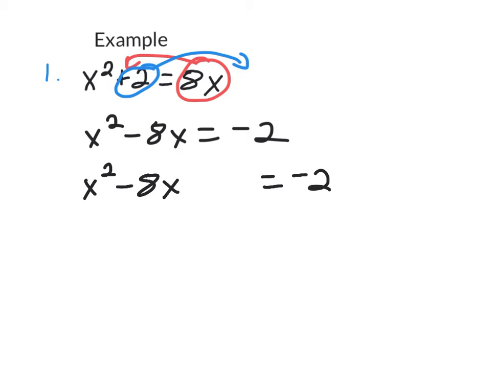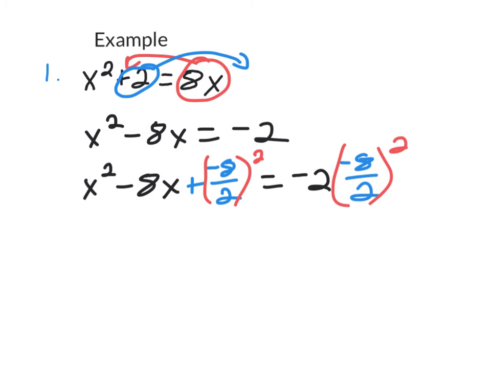Okay, so we're adding half of b, so negative 8 divided by 2. Now, you don't have to write out this step. I'm just showing you that it's negative 8 divided by 2, and of course, we're going to need to square that. That's how we complete the square.